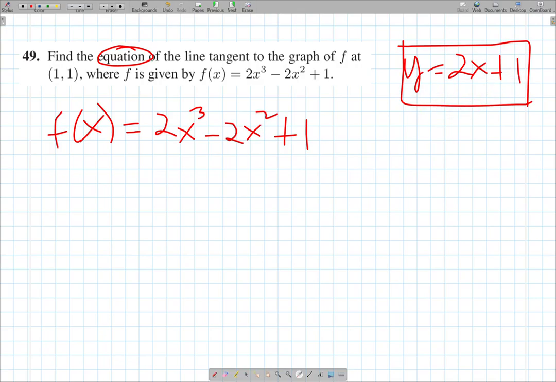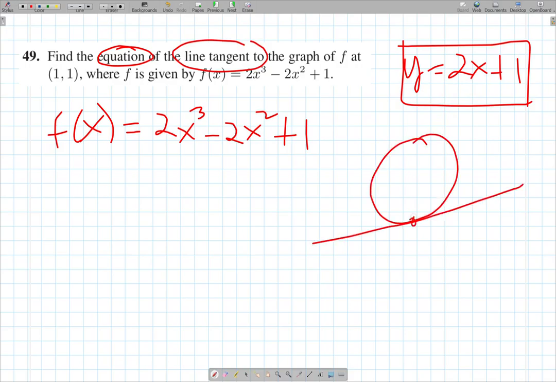Next is find the equation of the line tangent. So that is actually a tangent line. What do we mean by a tangent line? Let's say we have a circle. There is a point of intersection, and we call this line the tangent line. Or sometimes a curve. There is only one point of intersection, and we call this line the tangent line. The tangent line is also a straight line.